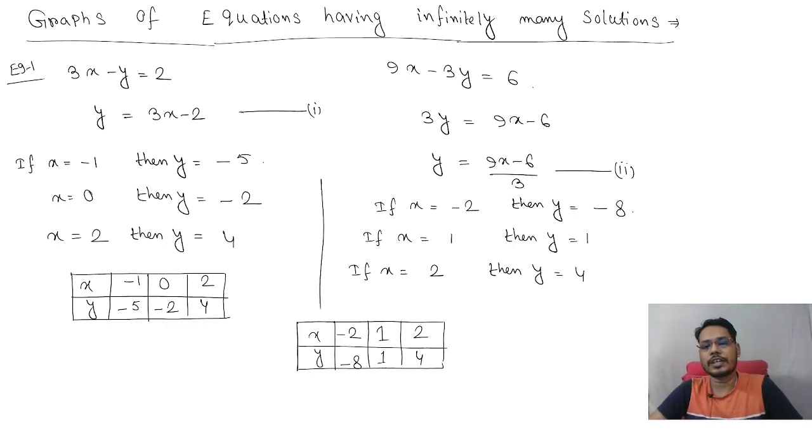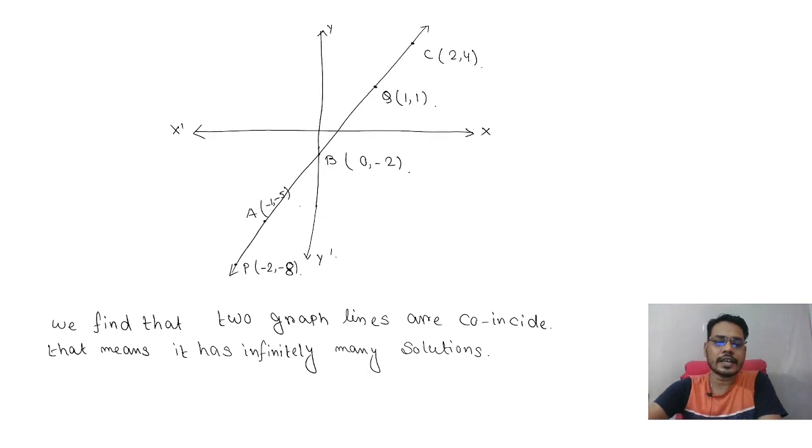In the second equation, if x is minus 2, y will be minus 8. If x is 1, y is 1. If x is 2, y is 4. Now put the values in the tables. You can see that if we put the points in the graph, the two lines coincide, that means they overlap one another. So that means it has infinitely many solutions. If two lines coincide, it has infinitely many solutions.